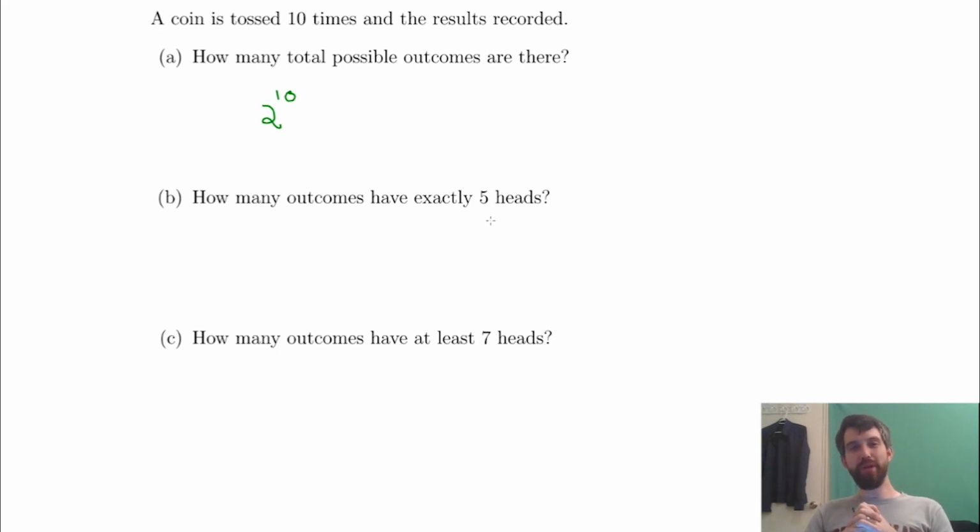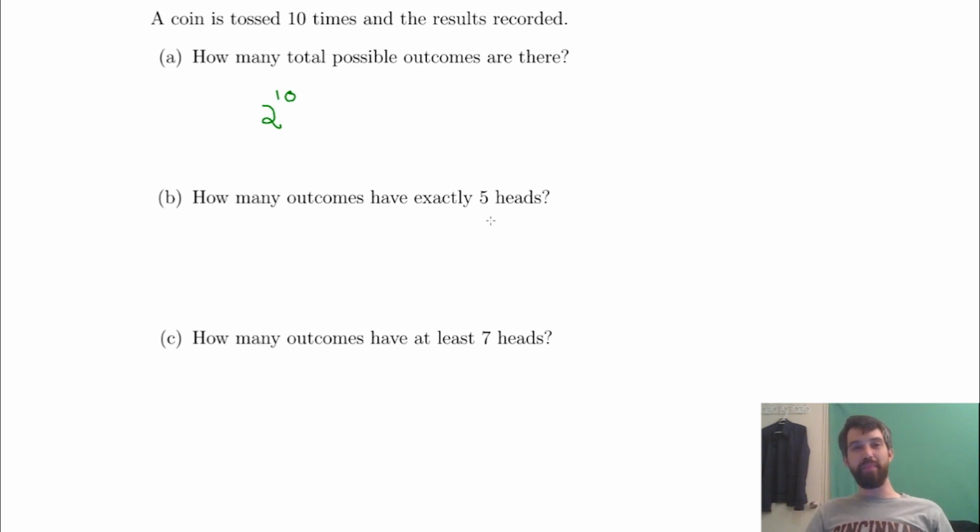Now, what I want you to notice is that this is sort of a binary thing. It's either heads or it's tails. So for example, if I know the locations of all the heads, then that immediately tells me the locations of all the tails, because it's either heads or tails. So how many outcomes have exactly 5 heads?